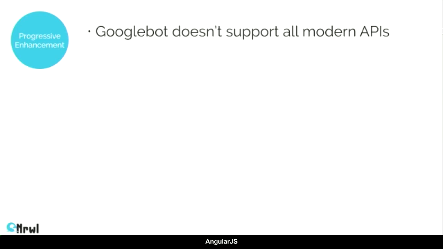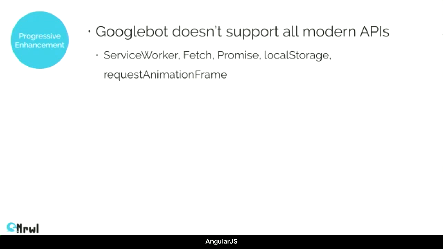So to dive into progressive enhancement, basically the Googlebot, it doesn't support all the modern browser APIs that we sometimes build our applications for. For example, it doesn't have service worker, fetch, promise, local storage, or request animation frame. Most applications, I think, are polyfilling these, most Angular applications anyway. If you do rely on these, you've got to polyfill, or you've got to have a fallback if your main content depends on these.